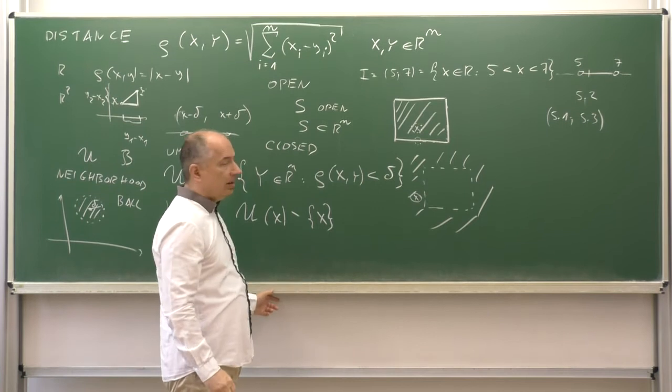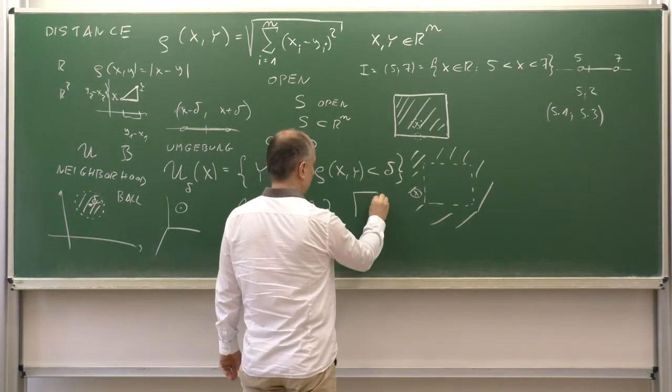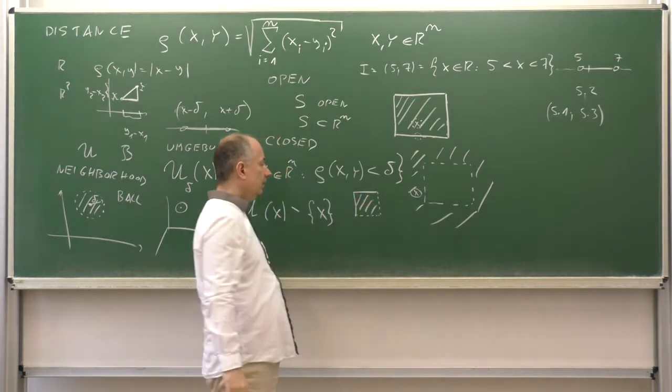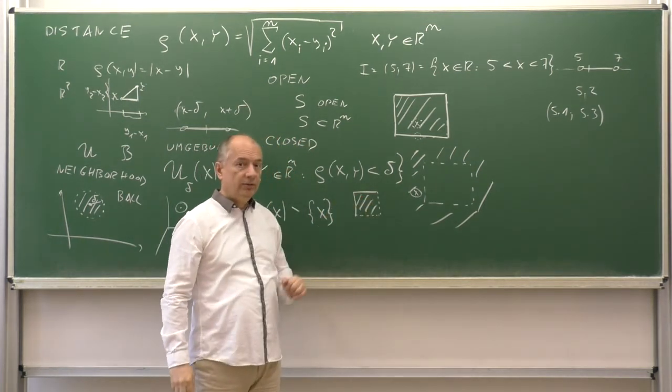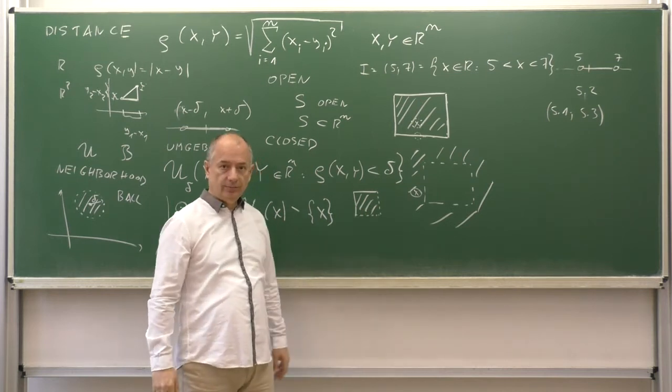Some sets are neither open nor closed. If you consider a rectangle which is just part of the boundary, this is not open. This is not closed.